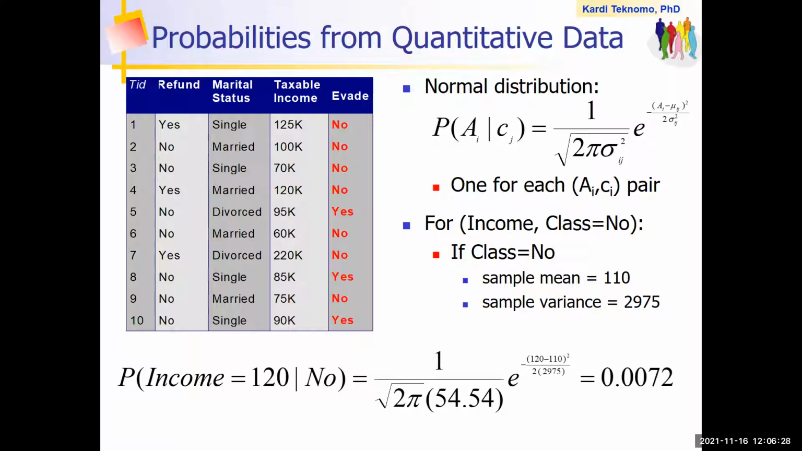Easy or not? So the attribute value is, for example, 120. Say the mean is, for example, 110, and the variance is, for example, 2975. Then you just plug into that formula. You get the probability. Finish. As long as you can calculate the probability, you can easily calculate naive Bayes. Actually, you can calculate this using a calculator. You don't even need to use a computer.